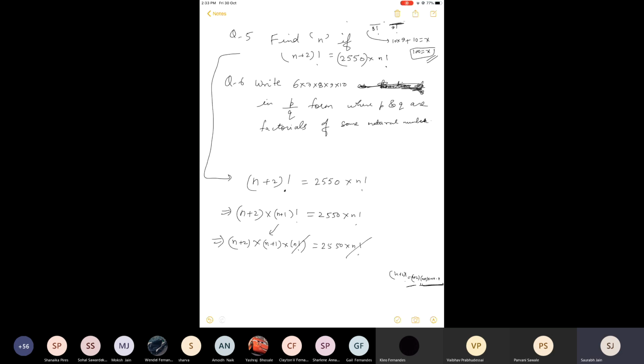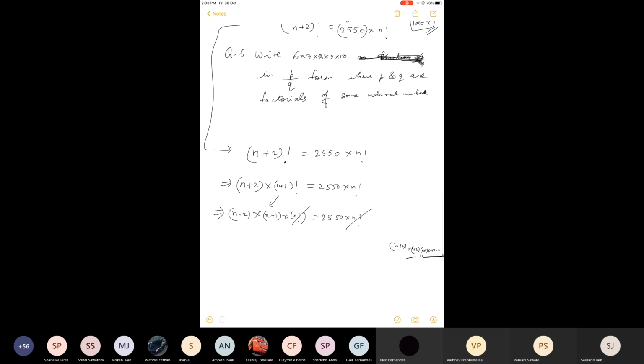Why? See, you might have observed, the lowest value of factorial is 1. Lowest value means like 0 factorial. 0 factorial is 1. 1 factorial is 1. After that, 2 factorial is 2 into 1. 3 factorial is 3 into 2 into 1. So all of them are positive natural numbers. So factorials always have positive values. That means they are non-zero, and we can only cancel non-zero numbers from both sides. It is confirmed that a factorial cannot have a zero value. So the same term is present on both sides, and we can cancel it.